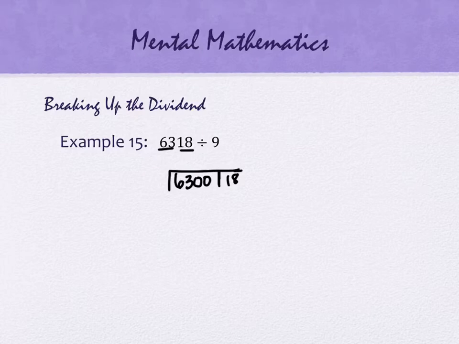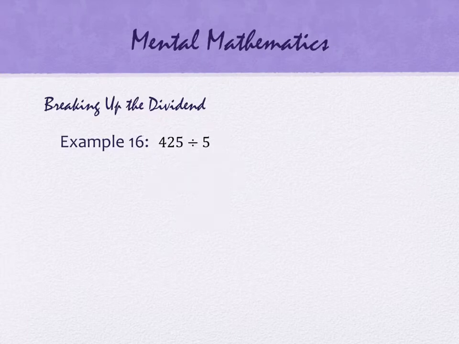So I'm just breaking 6318 into 6300 and 18, and I'm dividing by 9. Well, the 9 goes into 63 how many times? 7, so that's 700. And the 9 goes into the 18 twice, so this is 702. And it's really easy to identify on this one because the 63 is right there. You see the number 63 and then everything zaps itself out.